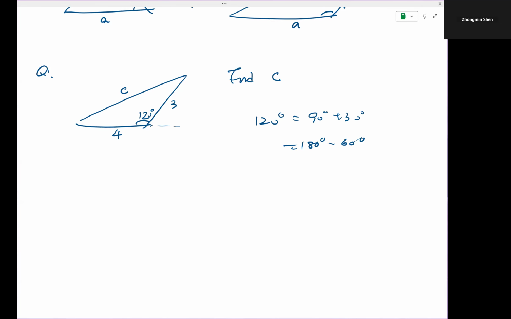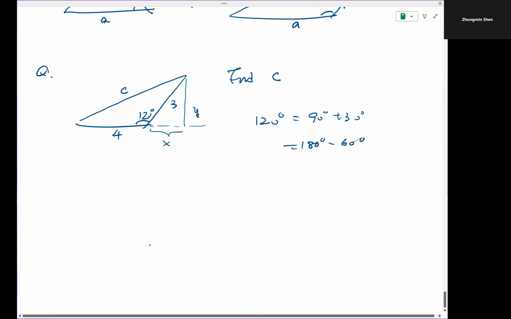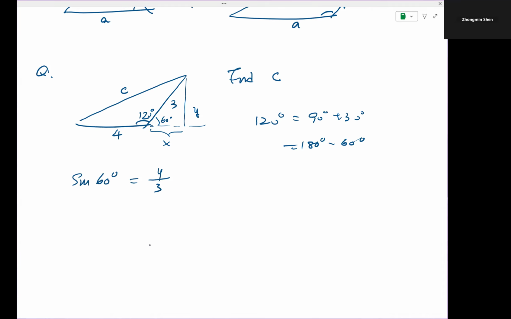So here's the point. You draw the line H, you find the height. If you find the height, you find this side, let's call it X, and this side Y. If you find X and Y, then you get the Pythagorean theorem on this right triangle. So how do you find Y? Because this side is 3, this angle will be 60 degrees. So sine 60 degrees equals Y over 3, so Y equals 3 sine 60 degrees, and sine 60 degrees is square root of 3 over 2.